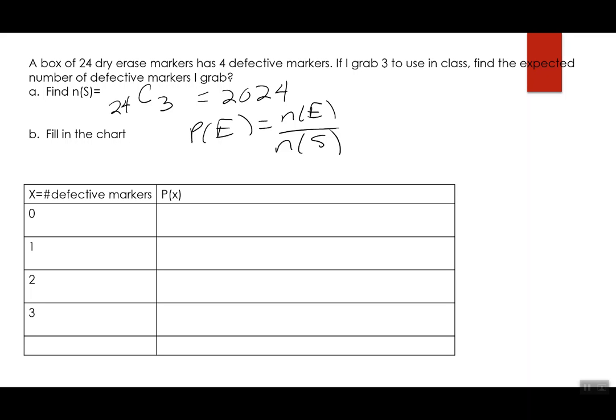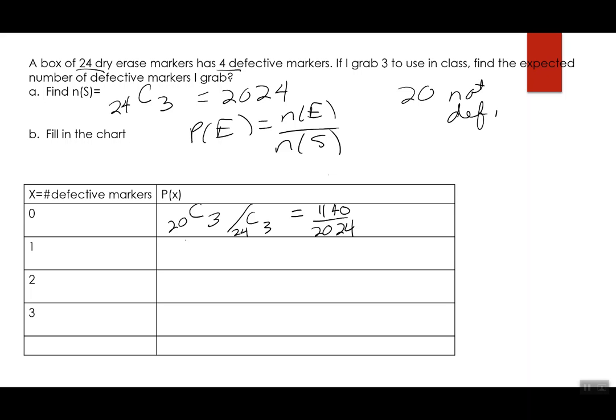All right, so let's start with 0. What's the probability that none of the markers are defective? Well, I would have to say how many are not defective. Remember, there's 24 markers and 4 are defective, so I have 20 that are not defective. From those 20, I'm grabbing 3 to go to class, dividing by 24 choose 3. So 20 choose 3 is 1,140 over 2,024. I'm just going to leave it like that, so I'm not going to simplify. We'll take care of that later.